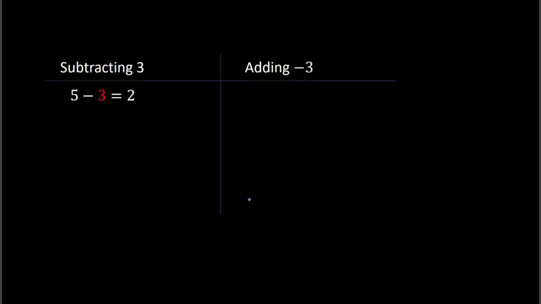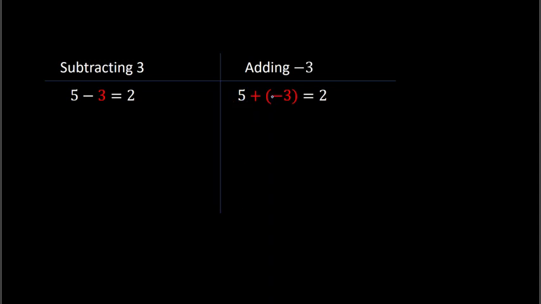So let's say that we wanted to subtract something by 3. I'm going to prove to you that that is the same thing as adding a negative 3. So let's say we had 5 minus 3, which would equal 2. Now, if we were to change this minus 3 into adding a negative 3, we would have 5 plus negative 3. And it would equal 2 because the signs are different, positive and negative.